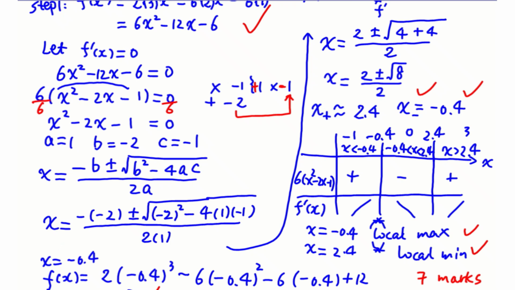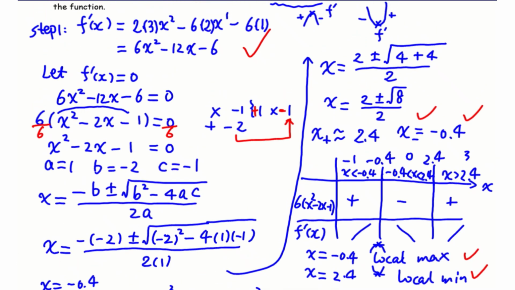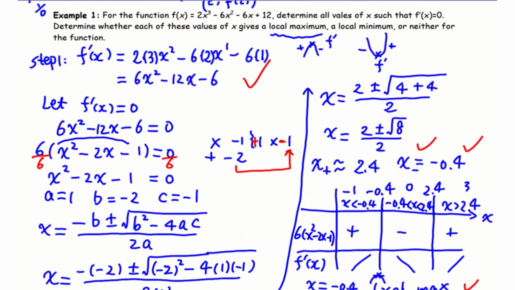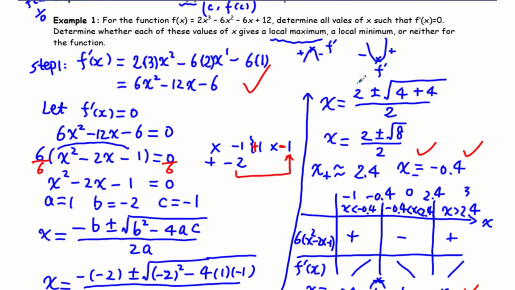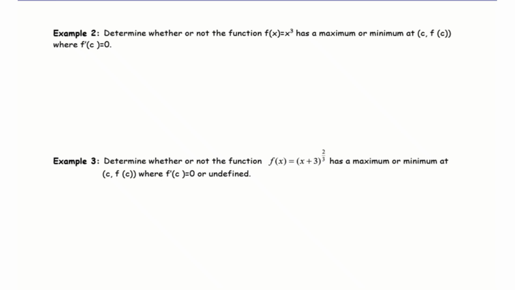This is a typical question for finding the local maximum and minimum. You will see that we didn't consider the endpoints. For this one, we have endpoints at negative infinity and positive infinity, so we just look for the critical points, where f prime equals 0. We didn't consider the endpoints. So this is for example 1. Then we are going to continue to see example 2.